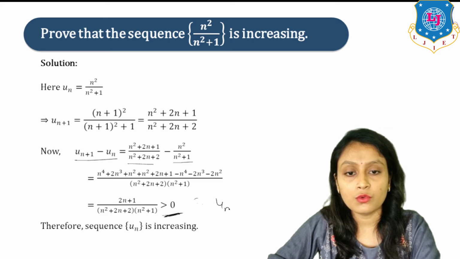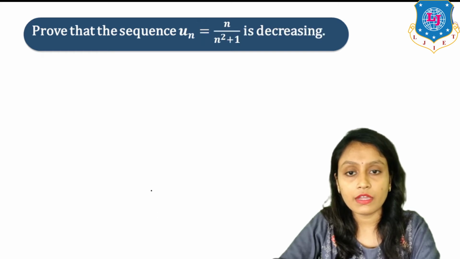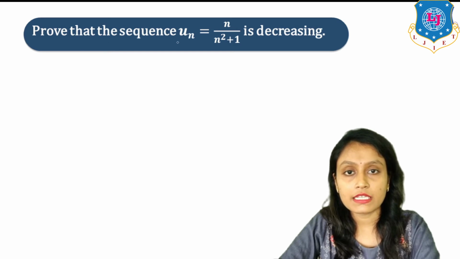Therefore, we have u_{n+1} is greater than u_n, right? So the (n+1)th term is greater than the nth term. Therefore, we can say that the sequence is increasing. Now, one more example. Prove that the sequence u_n is equal to n upon n square plus 1 is decreasing.